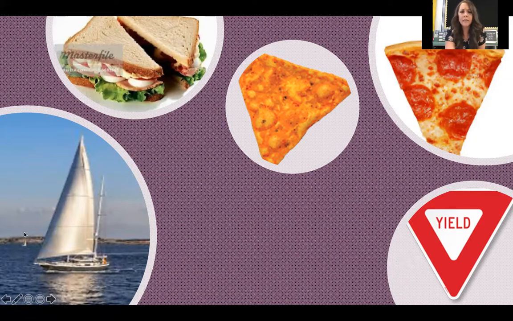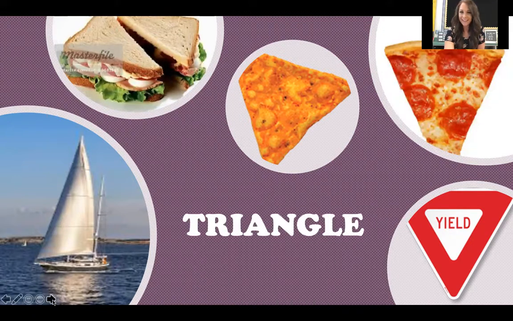All right, so let's count the sides on these shapes. I see 1, 2, 3 straight edges. Does anybody remember the name of a shape that has 3 straight edges? It's a triangle. Very good. You are exactly right. All of these are triangles.